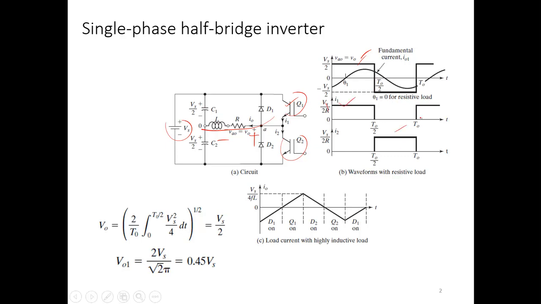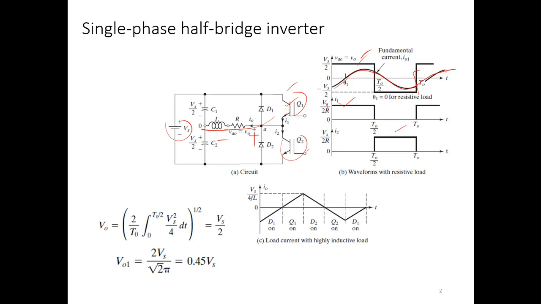Now when you drive transistors Q1 and Q2, 180 degrees apart, you have a gate pulse to Q1 and another one to Q2. If you have an inductive load, the current will be delayed, depending on the power factor of the RL load. The voltage will be a square wave, positive to negative, but the current through the inductor will be pretty much a sinusoidal waveform, although it may have some ripples.